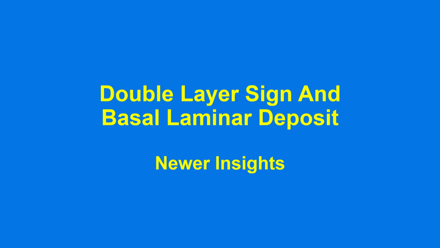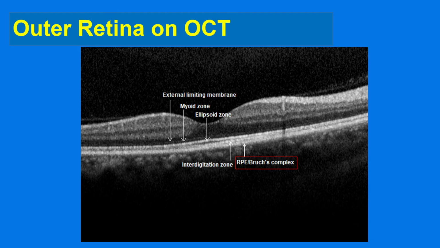In this video, we will be talking about basal laminar deposits and the double layer sign and how they are connected to each other. So as we know, the external retina has three remarkable structures which are external limiting membrane, ellipsoid zone and myoid zone. The fourth hyperreflective band is RPE-Bruch's membrane complex.